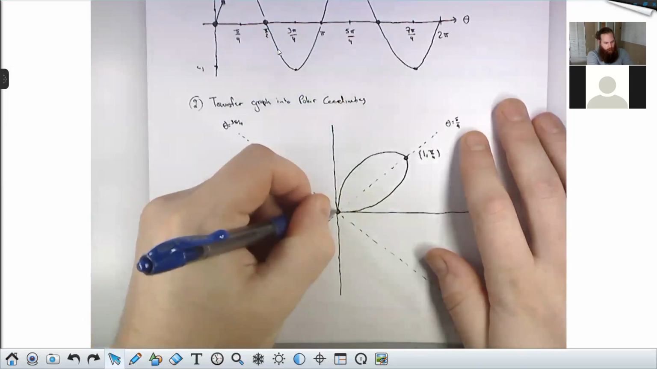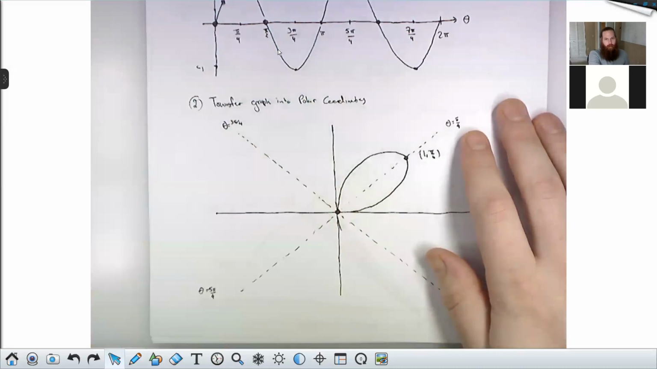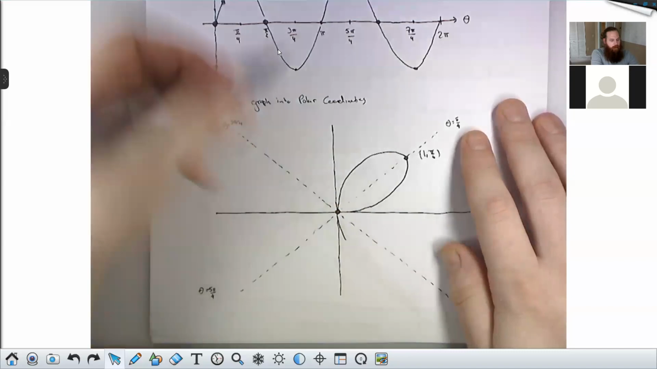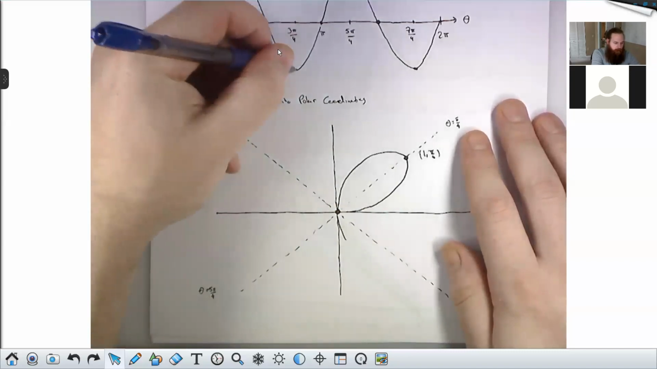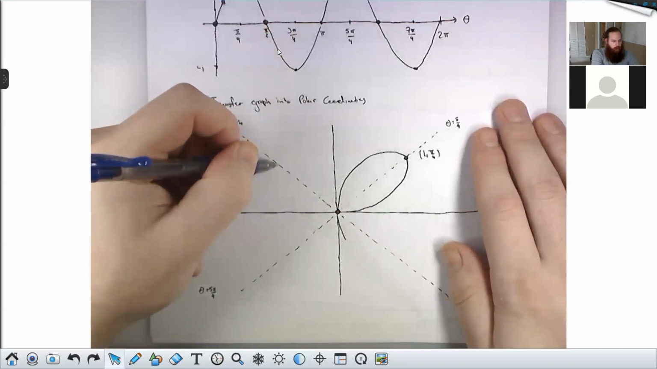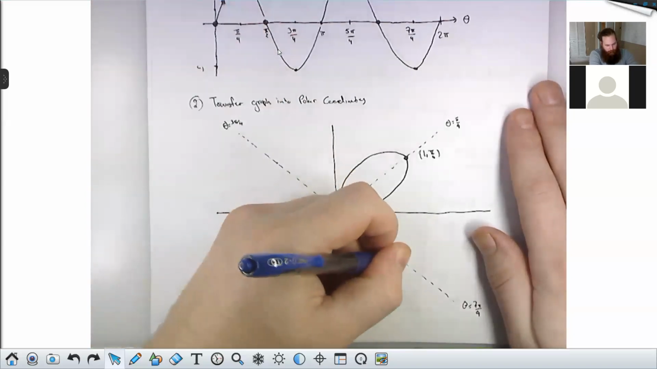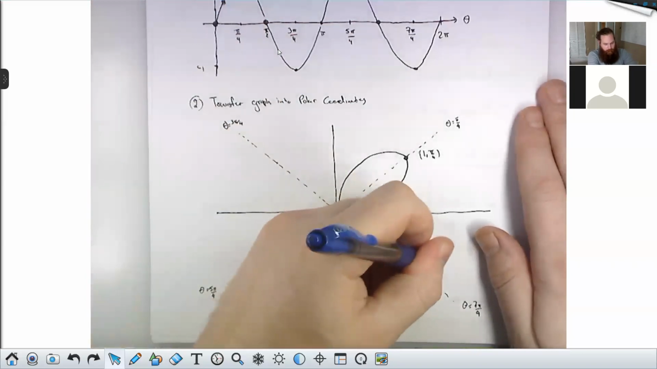So as theta rotates just a little bit past pi over 2, r starts poking out like this, until we get to the point where theta is 3 pi over 4 and r is negative 1. So 3 pi over 4 and positive 1, or (1, 3 pi over 4), that would be over here. Negative 1 comma 3 pi over 4, therefore, is over here, reflected through the origin.